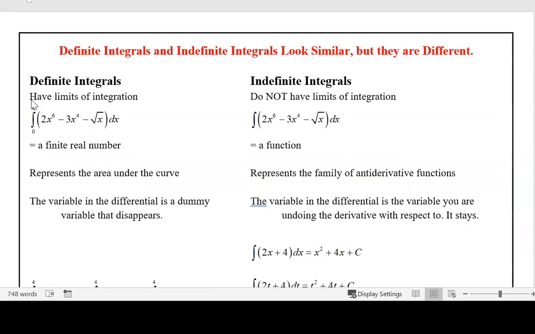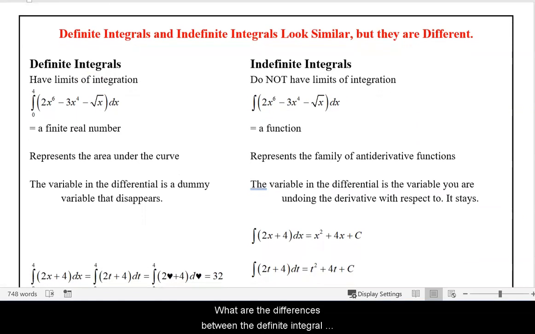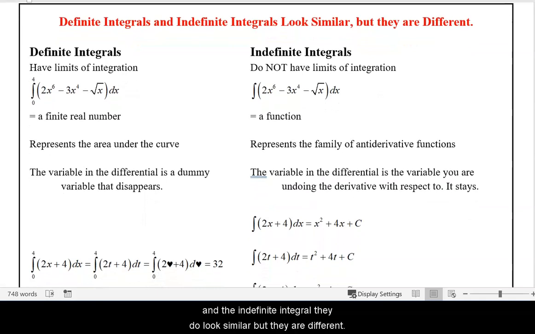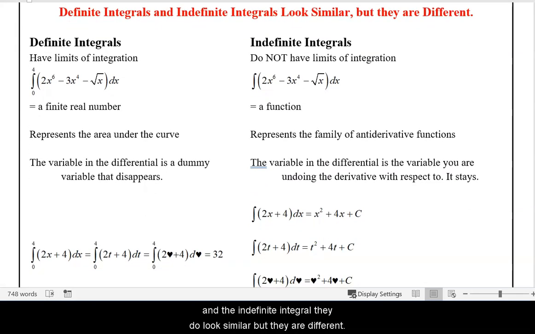Let's talk about the differences now between the two. What are the differences between the definite integral and the indefinite integral? They do look similar, but they are different. Here are some of the differences between the two. A definite integral, which we are learning about now for the first time, has limits of integration on the integral symbol. These are the number at the bottom of the integral symbol, the lower limit of integration, and the number at the top of the integral symbol, the upper limit of integration.